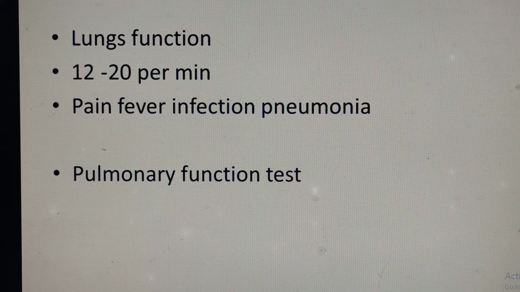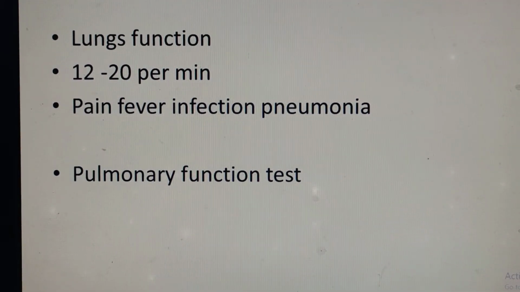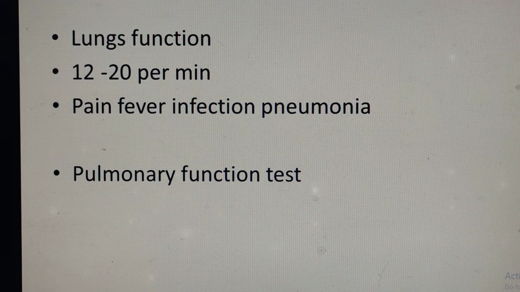And if you're having pneumonia or any lung pathology, this will go up, because your body will try to compensate. Let's say one of my lungs is completely damaged, so the work of two lungs has to be compensated by one lung. So obviously the respiratory rate will go up. It's a compensation mechanism, right? If you're having pain, you're going to breathe very, very fast.